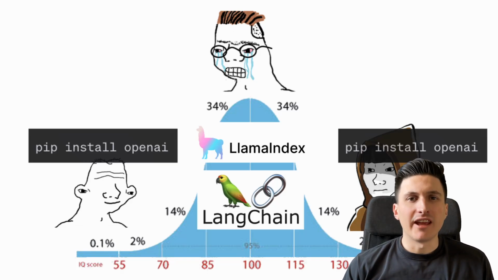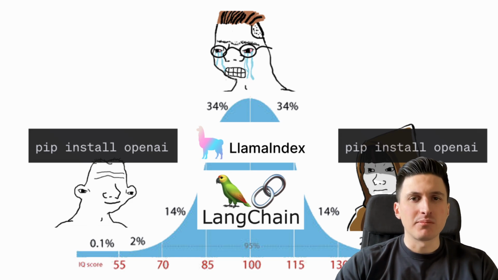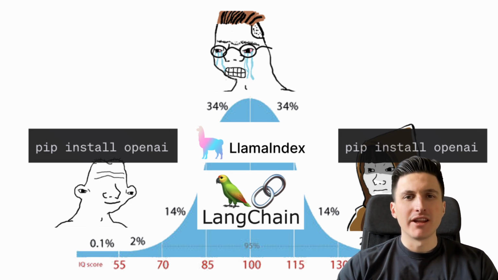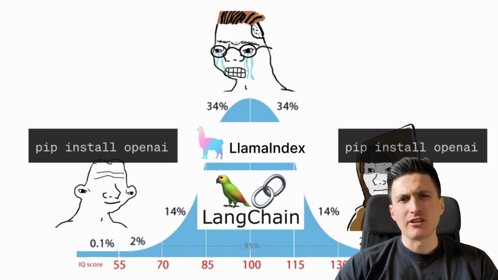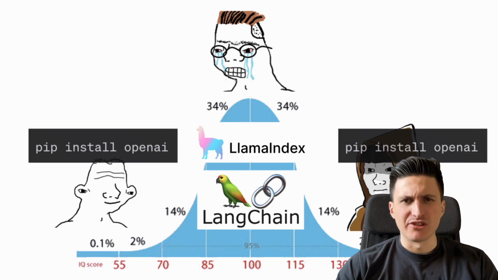LangChain and LlamaIndex are the two most popular frameworks to build GenAI applications. However, I also believe they are the two worst frameworks I've ever used. And in this video, I will explain to you why I would just recommend you hit the pip uninstall command on both of those, as this will save you a lot of time and misery in the future.